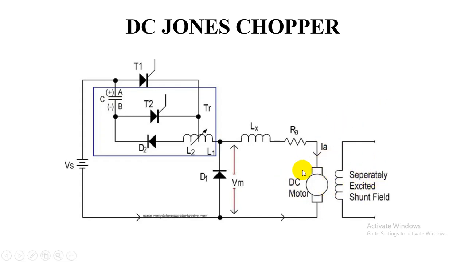The main application of this Jones chopper is the speed control of a DC motor. Here we can see the DC motor, which is a separately excited DC motor, with its parameters, inductance and resistance. We use a DC supply to feed this entire configuration, and we get the continuous current for operating the DC motor.